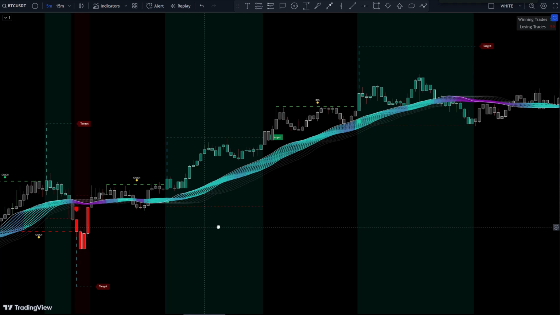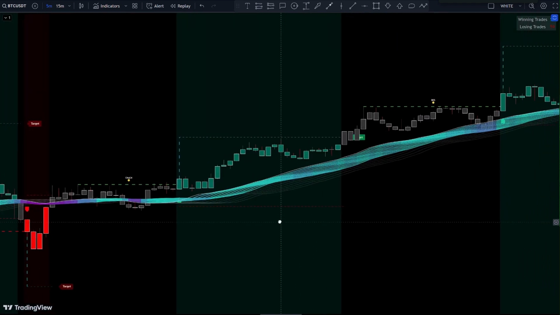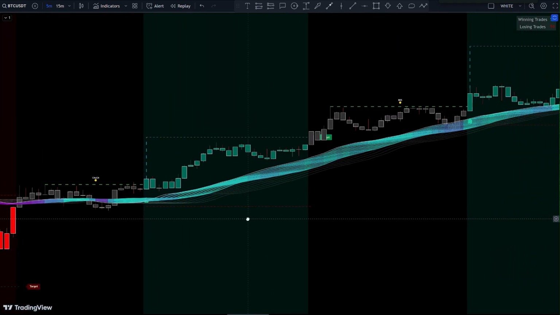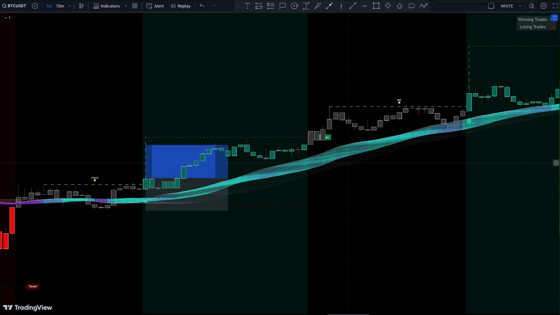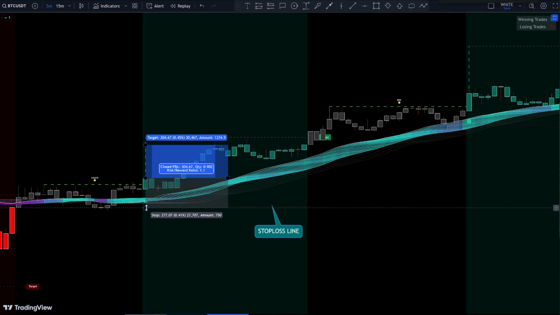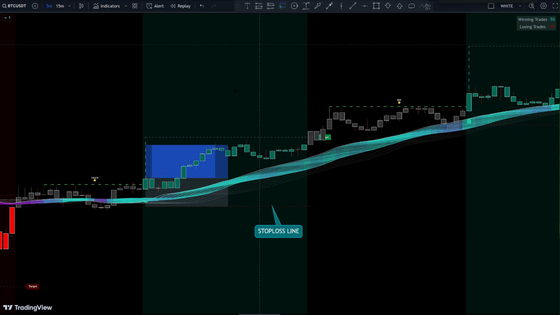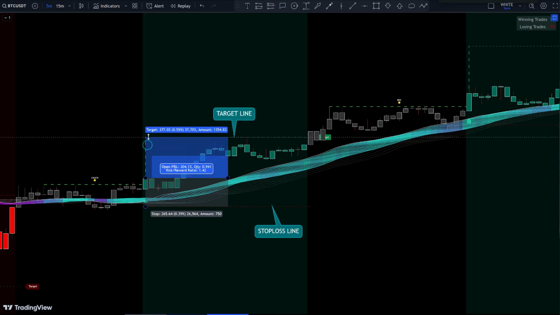This means we're buying with the expectation that the price will continue to rise. The beauty of this strategy is that it doesn't leave you guessing about where to place your stop loss and take profit order. The indicator has already drawn those lines on the chart for you. You simply need to set your stop loss slightly below the SL line to protect your position from potential downside moves. And your take profit target should be set at the TP line, which is calculated to provide a 1.5 risk to reward ratio.